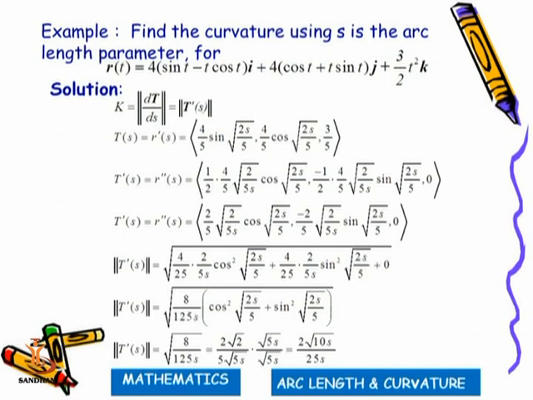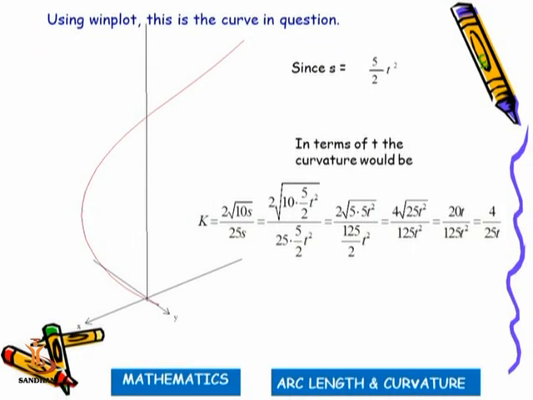So first term square plus second term square plus third term square. And simplifying this, sin square plus cos square will be 1. And our answer, you can see on the screen, is 2 under root of 10s upon 25s. If s is equal to 5/2 t square, in terms of t, substituting the value of s here, the curvature k is 4/25t.